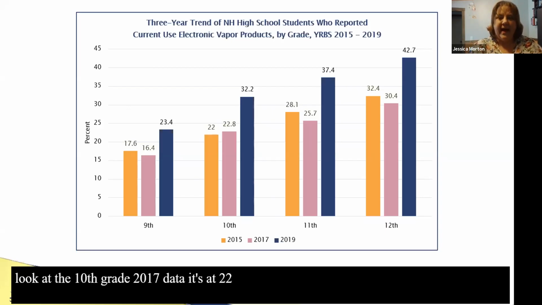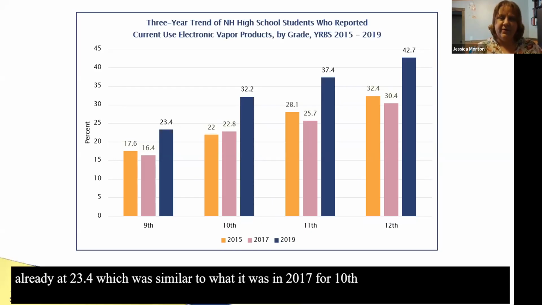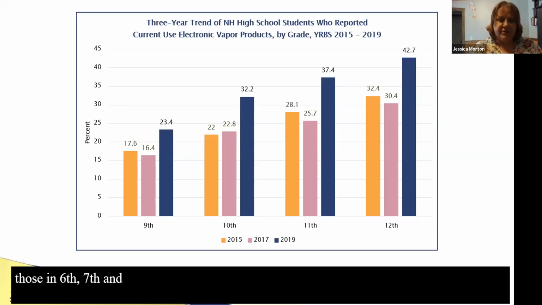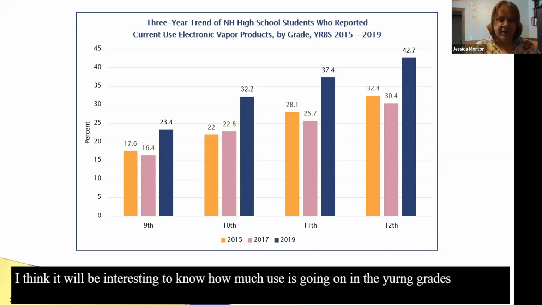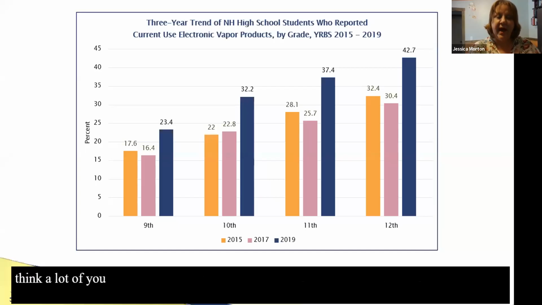So in my head, I'm thinking if 9th grade data is already at 23.4, which was similar to what it was in 2017 for 10th grade, what is it like for those in 6th, 7th, and 8th grade? I think it'll be interesting to know how much use is going on in the younger grades. And I think a lot of you are already familiar and already seeing some use at younger grades. Next slide.